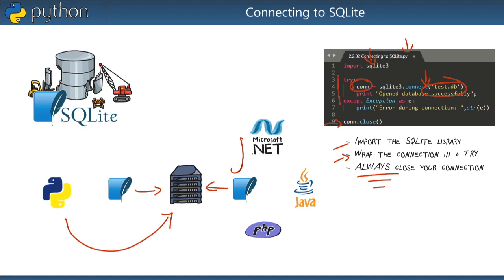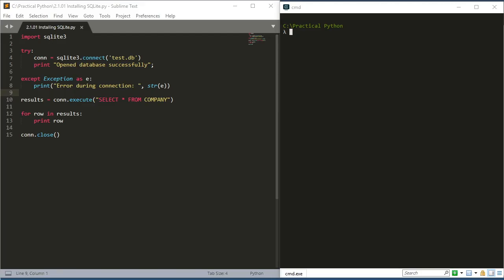Why don't we take a quick look at this in action? Here is a very simple Python program. I begin by, of course, importing my sqlite3 library. Here's my try except block where I establish my connection and store it in the conn object, the connection object. And down here I call a function called execute against that connection object, and I'm just selecting star from company.